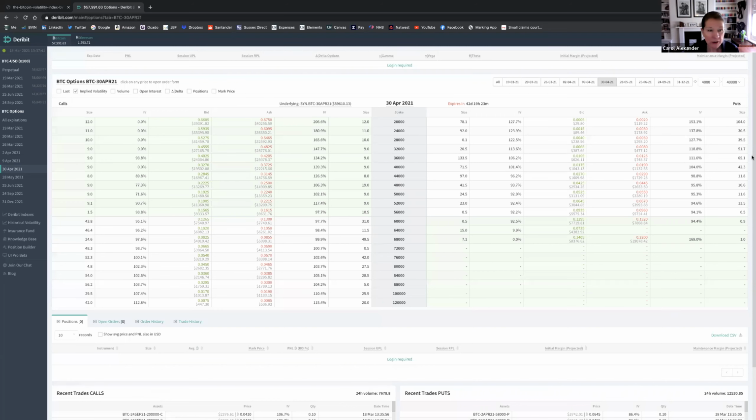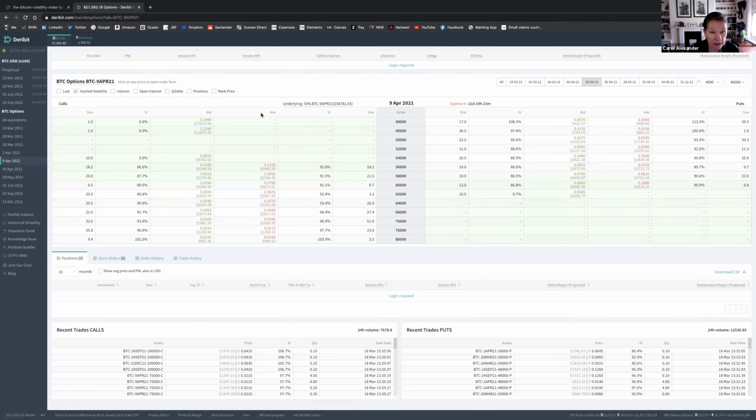So what do these options look like? Well, let's have a look, maybe more action going on the 9th of April. These are the calls and these are the puts. Calls on the left, puts on the right. Not a lot of strikes. At the money is around 5,800 at the moment, almost exactly 5,800.